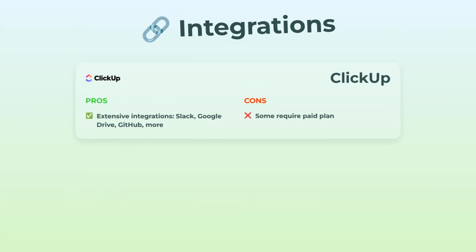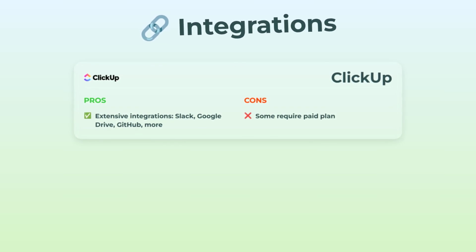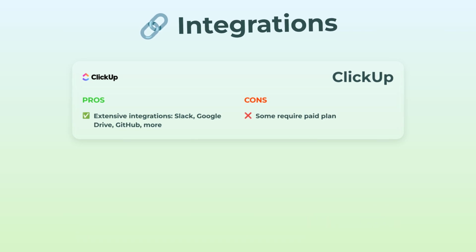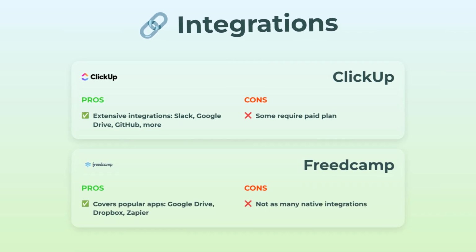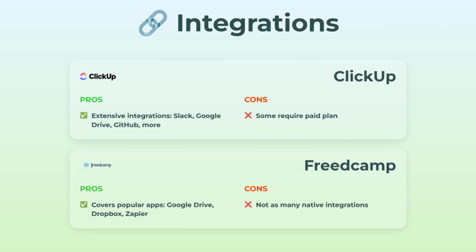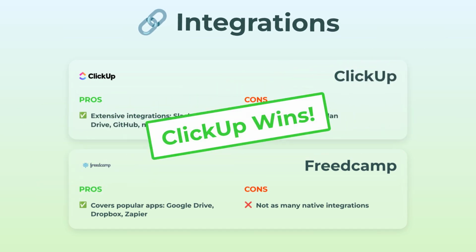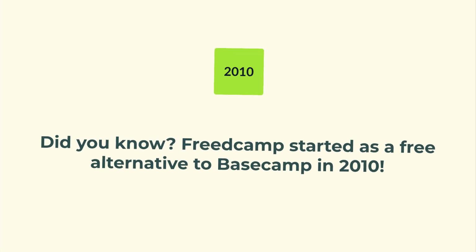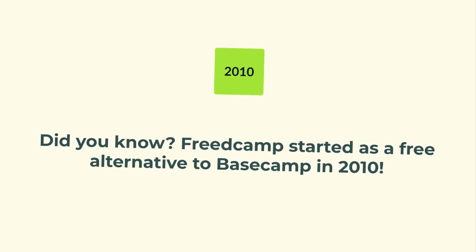Moving on to integrations. Do you want your project manager talking to every other tool you use? ClickUp's your buddy for that. I mean, it links up with Slack, Google Drive, GitHub, the whole crew. Some of those do require a paid plan though. Freedcamp's got the essentials like Google Drive, Dropbox, and Zapier, so you aren't totally left out. But it just doesn't stack up if you need deep integration. Oh, and here's something cool you probably didn't know. Freedcamp actually started out back in 2010 as a totally free alternative to Basecamp. Look at them go, still holding on to those roots.